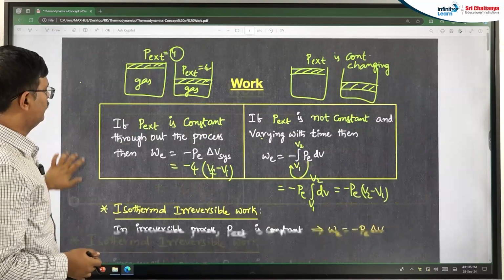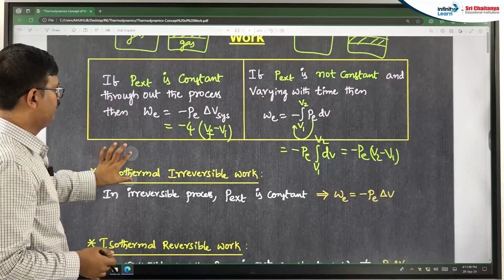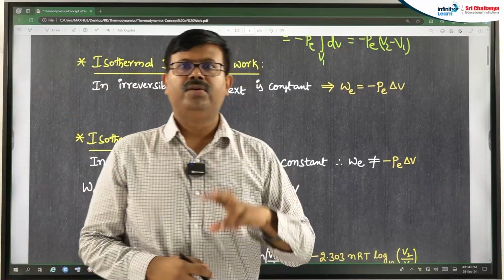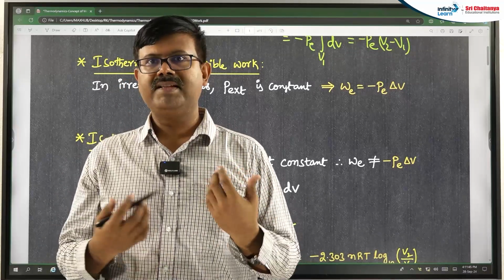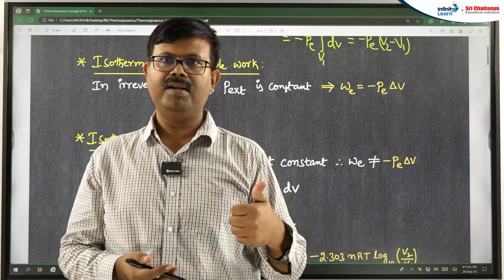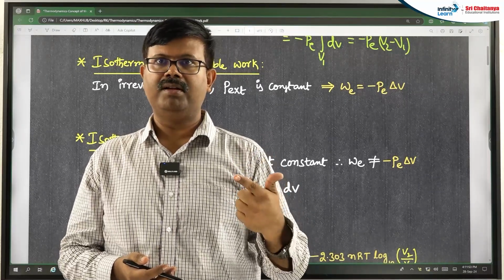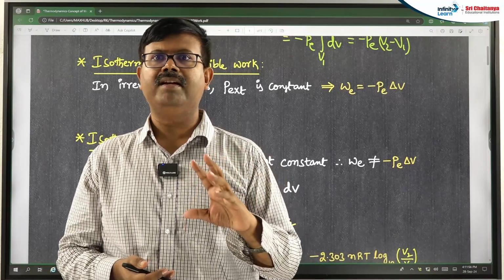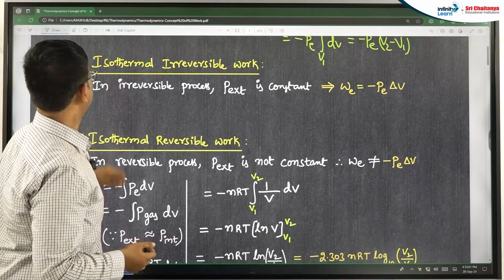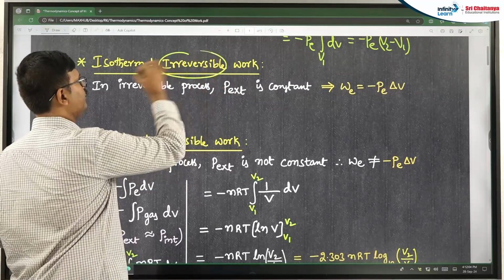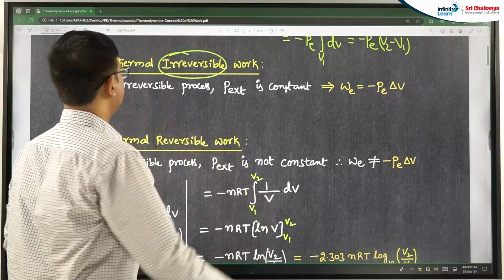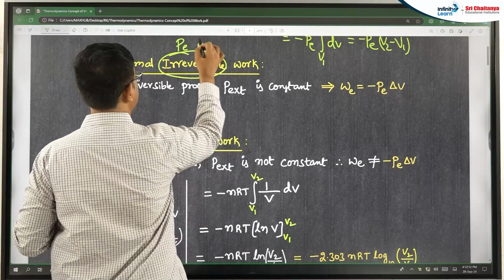Now, mainly in the examination, there are two processes which we often see in competitive exams like NEET: isothermal reversible and isothermal irreversible. Let's see in these two cases how to calculate the work done. Now, first isothermal irreversible. As I already mentioned previously, irreversible means external pressure is constant. PE is constant.